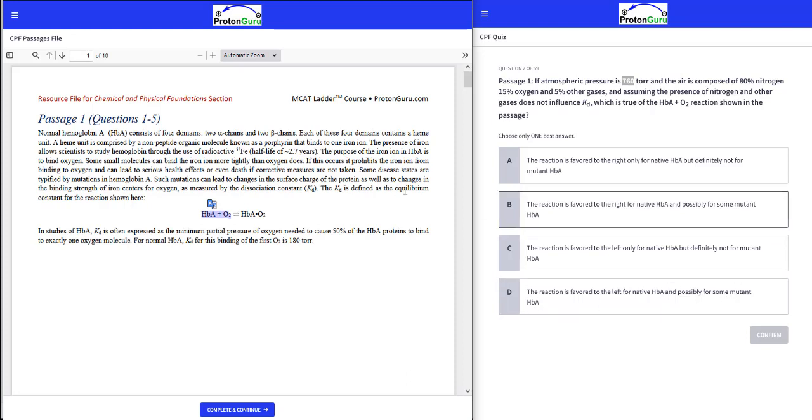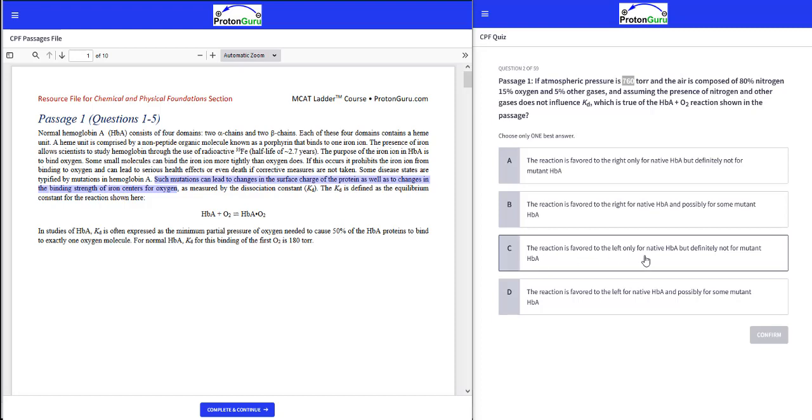Now the information we have about how the mutation influences the binding of iron is given to us in the passage up here. Mutations can lead to changes in the surface charge as well as to changes in the binding strength of iron to oxygen. So the passage tells us that the binding strength can change, but it doesn't tell us whether the oxygen binds more strongly or less strongly to the iron. So we don't know whether the mutation will need more or less oxygen pressure. So we have to choose an answer that reflects that.